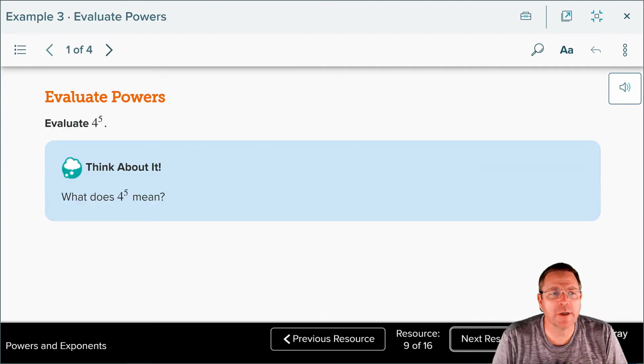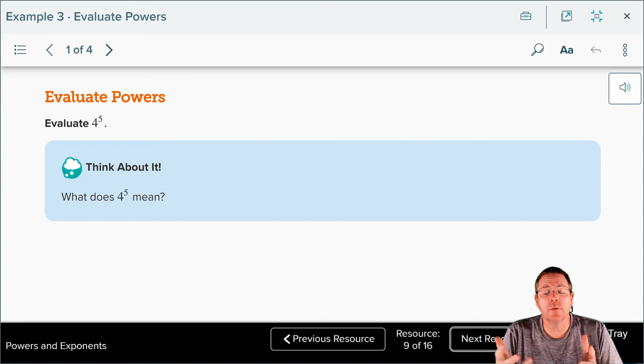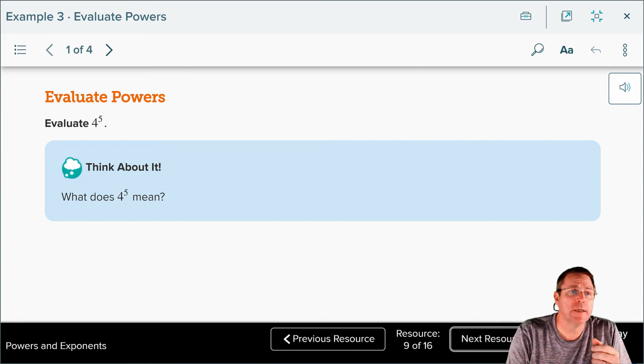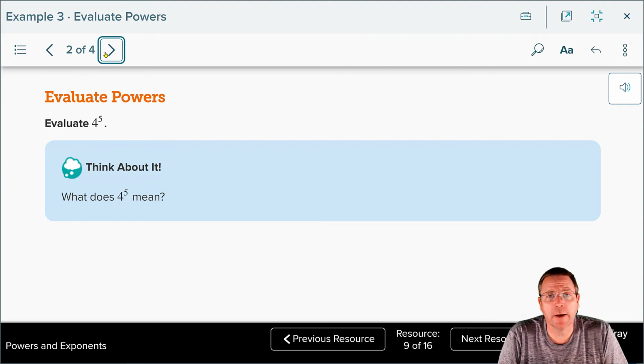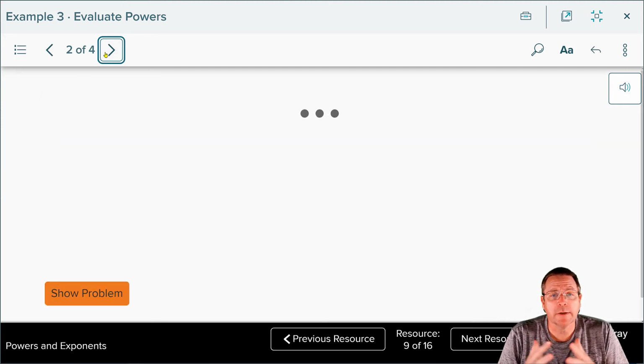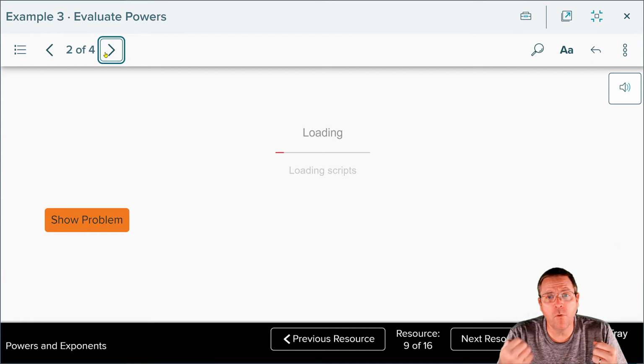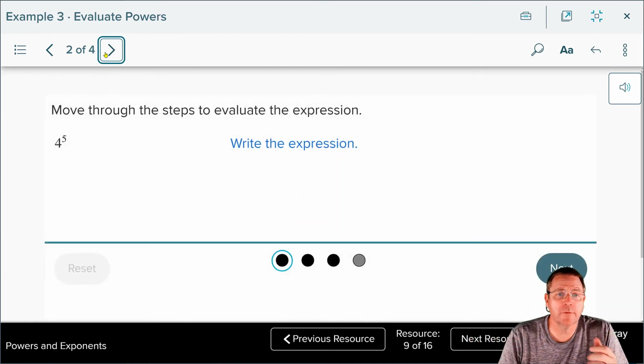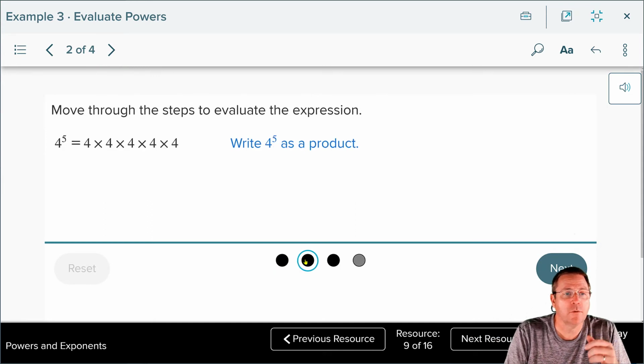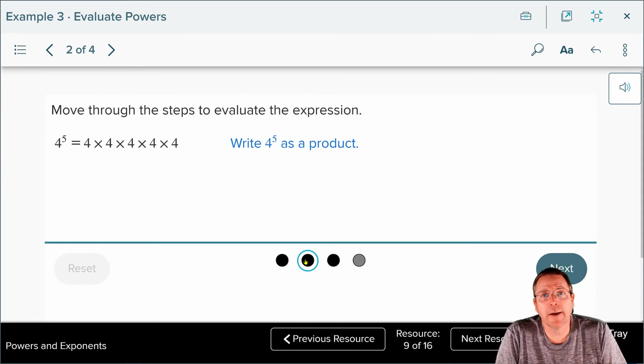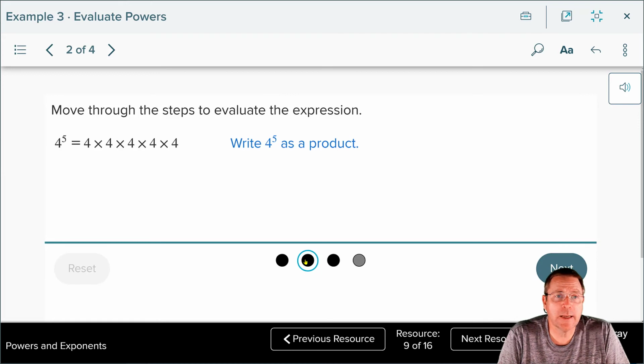So let's look at another example here. Now we're going the other direction. It says, what does 4 to the 5th mean? Well, you have a base of 4 and you have an exponent of 5. And what that's telling us is that we're multiplying 4 times itself 5 times. So you can see right here they've expanded that out. 4 to the 5th, that's the same thing as 4 times 4 times 4 times 4 times 4.